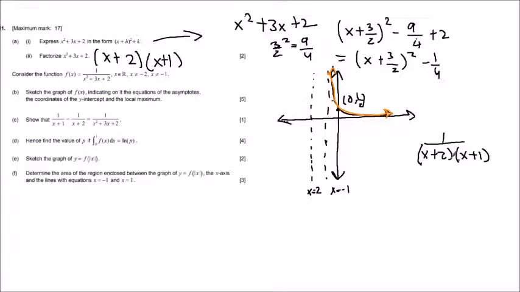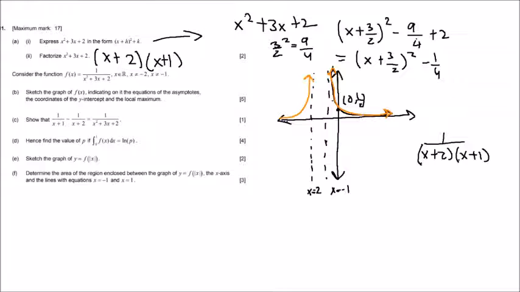We have to find something called the local maximum, and the local maximum is found by a method called differentiation. So we're going to differentiate this function, or derive, and we're going to take the derivative of 1 over (x plus 2)(x plus 1). In fact, before I do that, I'm just going to sketch the other part of the function first. And so now we can do it.